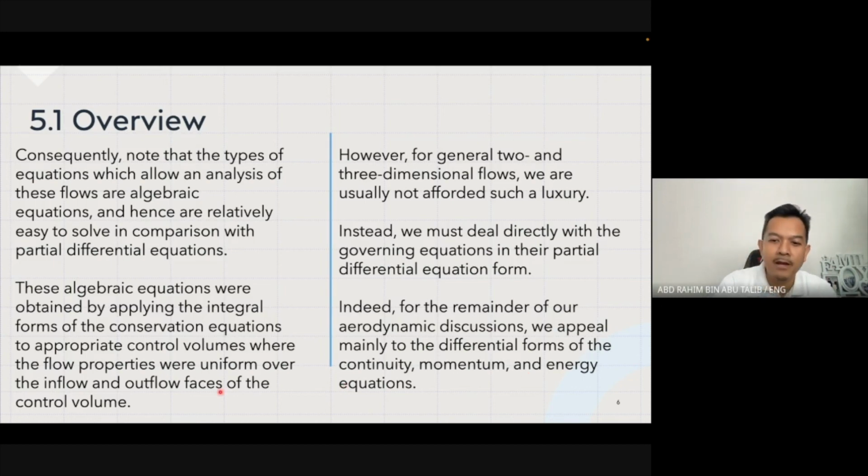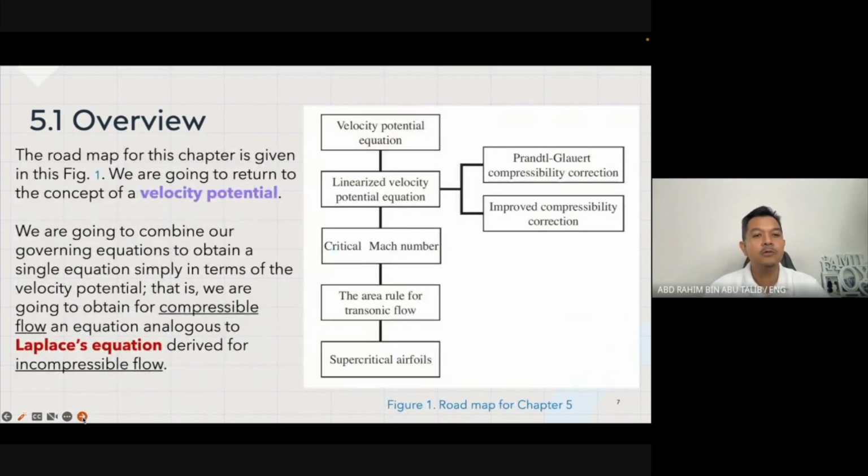So we will refer back to the equations that we used earlier, right? The roadmap, as usual, for this particular chapter is given in this figure, roadmap for chapter 5. We are going to return to the concept of a velocity potential. We start with a velocity potential equation, and then we combine our governing equations to obtain a single equation simply in terms of velocity potential.